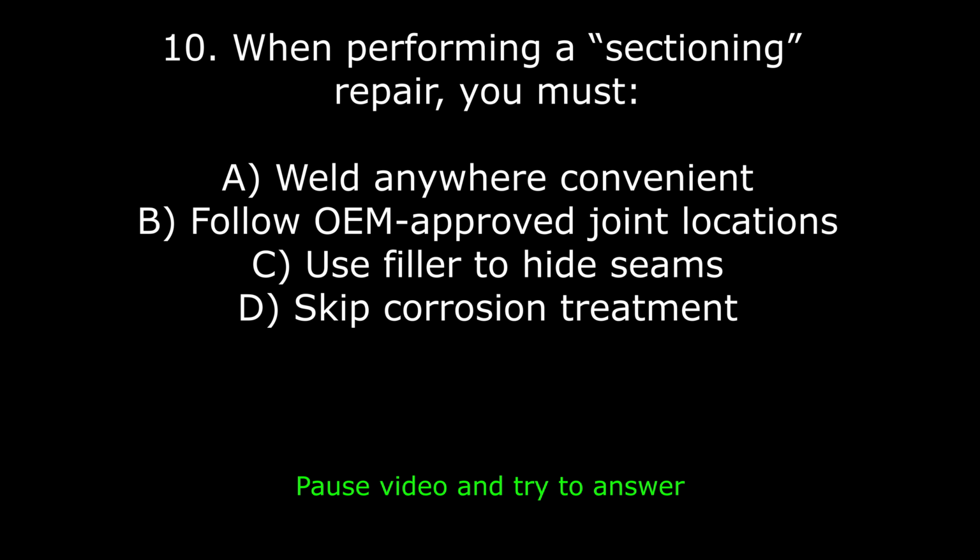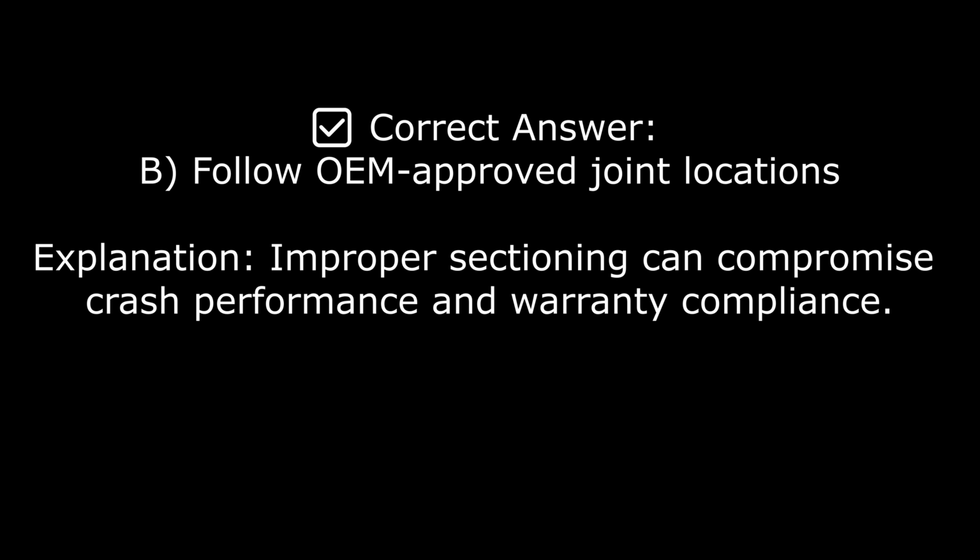10. When performing a sectioning repair, you must A, weld anywhere convenient, B, follow OEM-approved joint locations, C, use filler to hide seams, D, skip corrosion treatment. Correct answer is B, follow OEM-approved joint locations. Explanation: improper sectioning can compromise crash performance and warranty compliance.